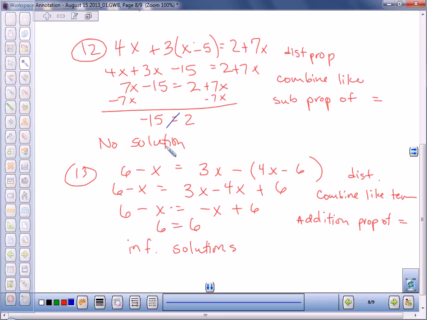And then the next one, we distribute the negative, we combine like terms, we use addition or subtraction properties of equality, and we get 6 equals 6. So x could be any real number, and it would work. So if you want to write infinitely many solutions, that's fine. Any questions on 12 or 13?